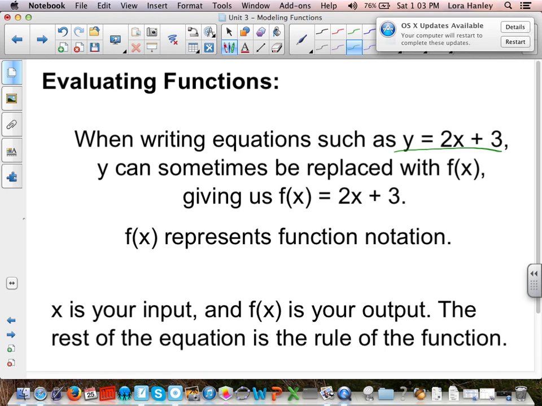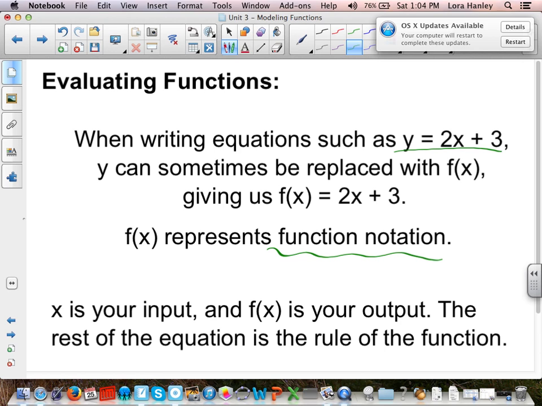In this particular function, y equals 2x plus 3, the x's are our input and the y's are our output. So every x we put in is getting multiplied by 2, and then we're adding 3 to that. We can also replace y with f of x. If you see f of x, then we know that what we're dealing with is a function, because that is function notation.